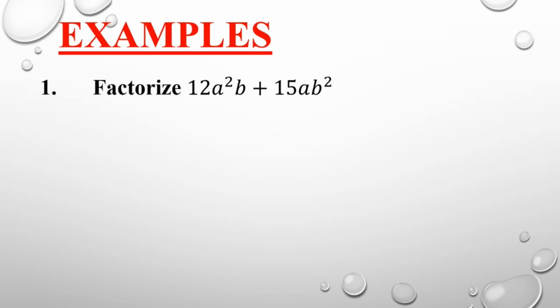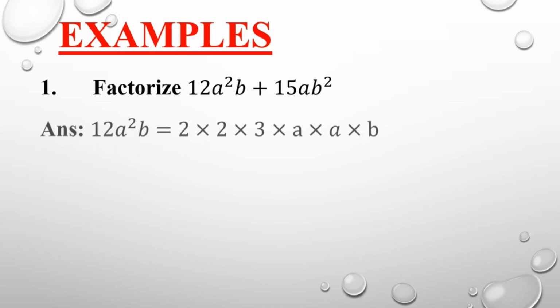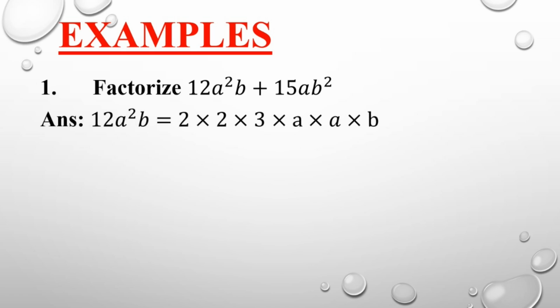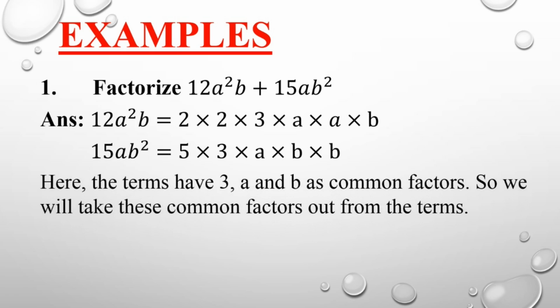Example: factorize 12a square b plus 15ab square. 12a square b is equal to 2 into 2 into 3 into a into a into b. Similarly, 15ab square is equal to 5 into 3 into a into b into b. Here the terms have 3, a and b as common factors.